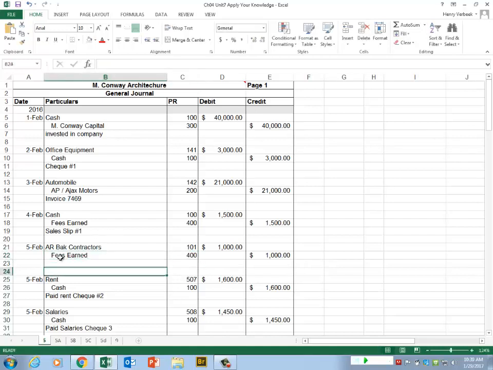Now you will notice that the credit is always indented, and I've got mine all set up to do that ahead of time. But if you don't, that's how you do it here. This is how you push it back, that's how you indent. So you just go from there. All right, Back Contractors, and it's invoice number 1.